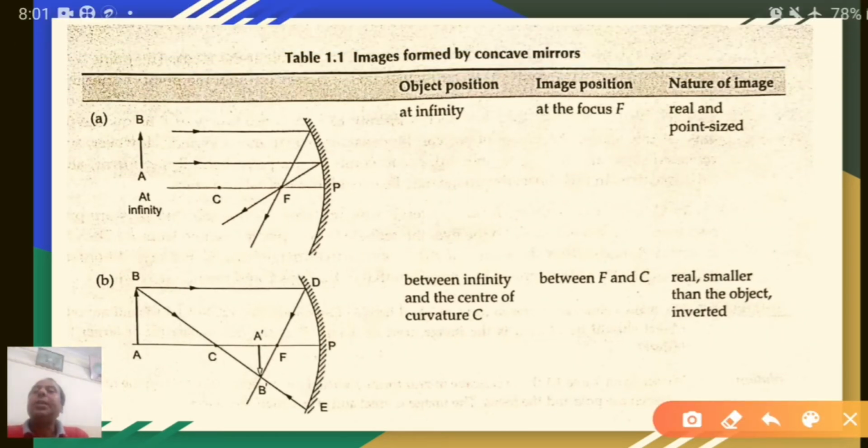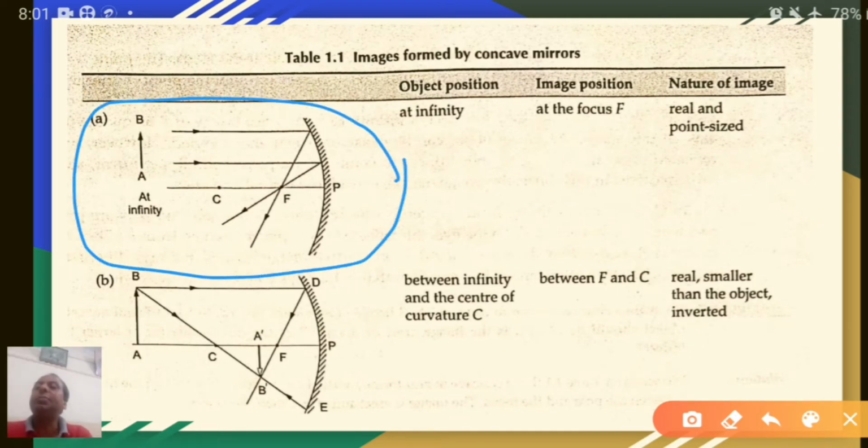See, in order to understand the image formation with the help of a spherical mirror, first of all we will take a concave mirror, and the first position we are taking is the object at infinity. The first case, you can say. See, look at this picture.